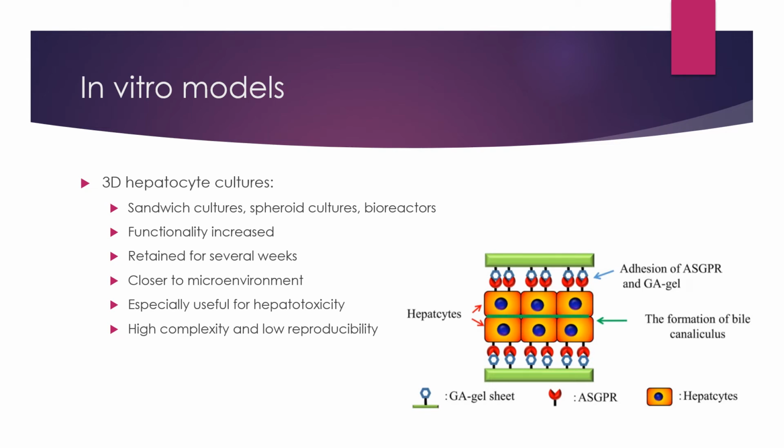The hepatocytes could be quite useful, but their lifespan is really limited. And because of this, people try to improve the hepatocyte model by creating some structures. There are several structures like sandwich cultures, spheroid cultures, or even bioreactors where there's a continuous flow. By doing this, we increase the functionality as well as the time they can be used, from a couple of days to several weeks. So that's a big improvement. The problem is that by increasing the complexity, there are more factors to take into account. Because of this, reproducibility goes down, and that's not what we want for a model.